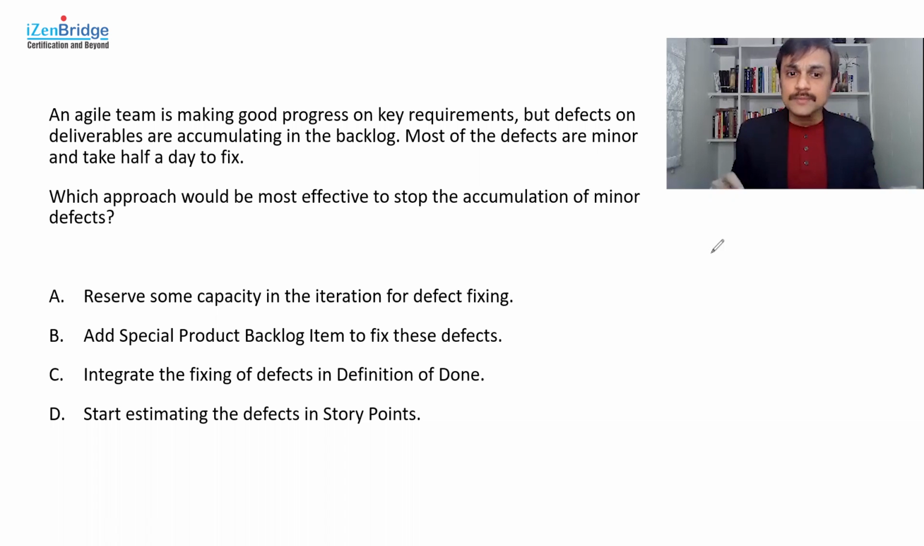Option A, reserve some capacity in the iteration for defect fixing. Option B, add special product backlog item to fix these defects. Option C, integrate the fixing of defects in definition of done. Option D, start estimating the defects in story points. I feel the choice is difficult here, but I will pause for a while and let you pick your choice.